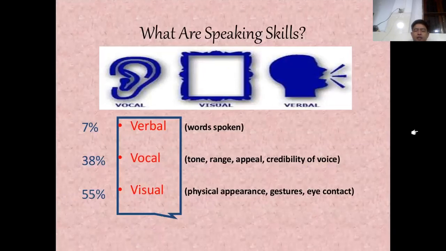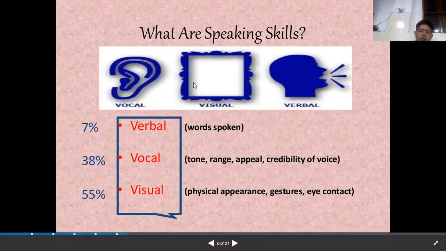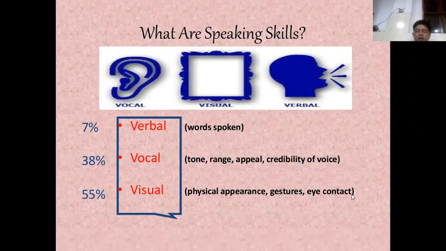Okay, what are speaking skills? This is vocal, this is visual, this is verbal. 7% verbal, the words spoken. 38% vocal: tone, range, appeal, credibility of voice. And 55% visual: physical appearance, gesture, eye contact.